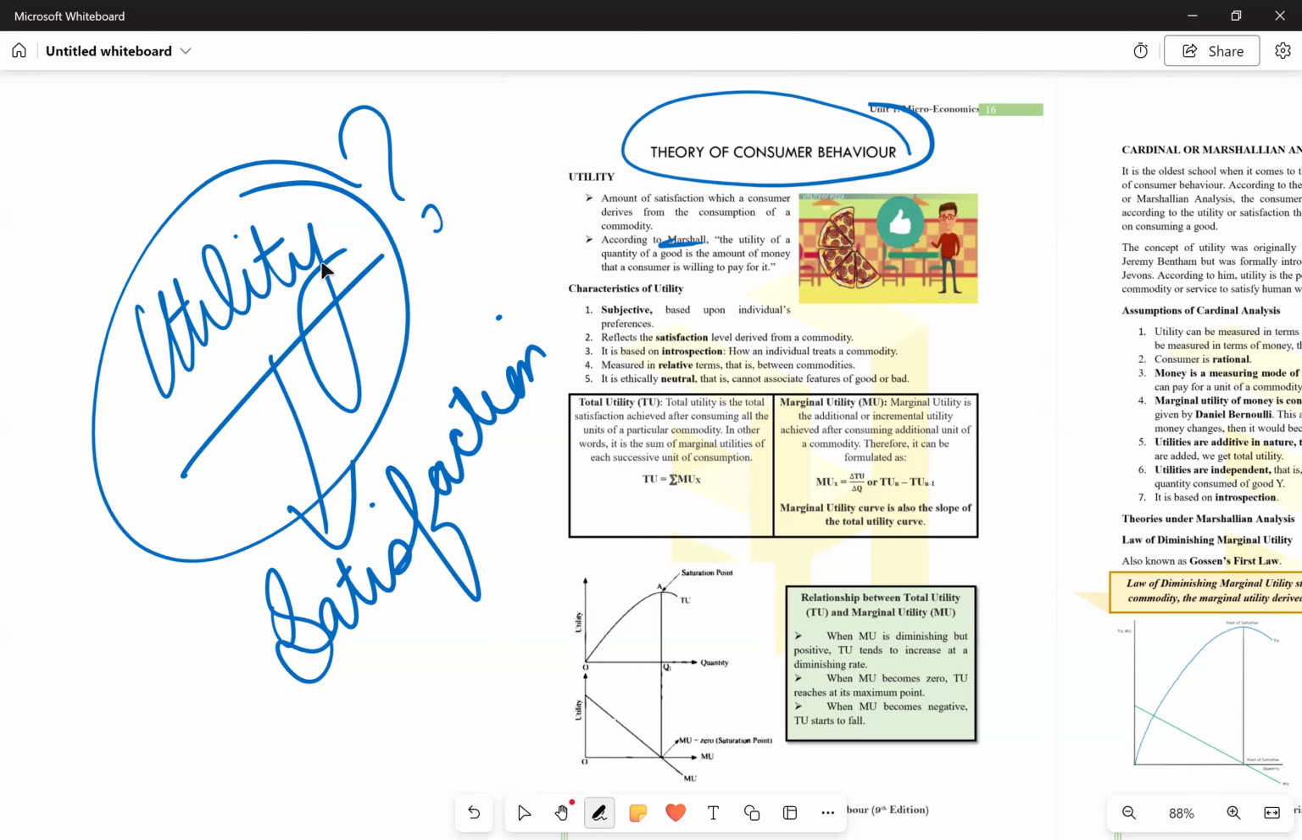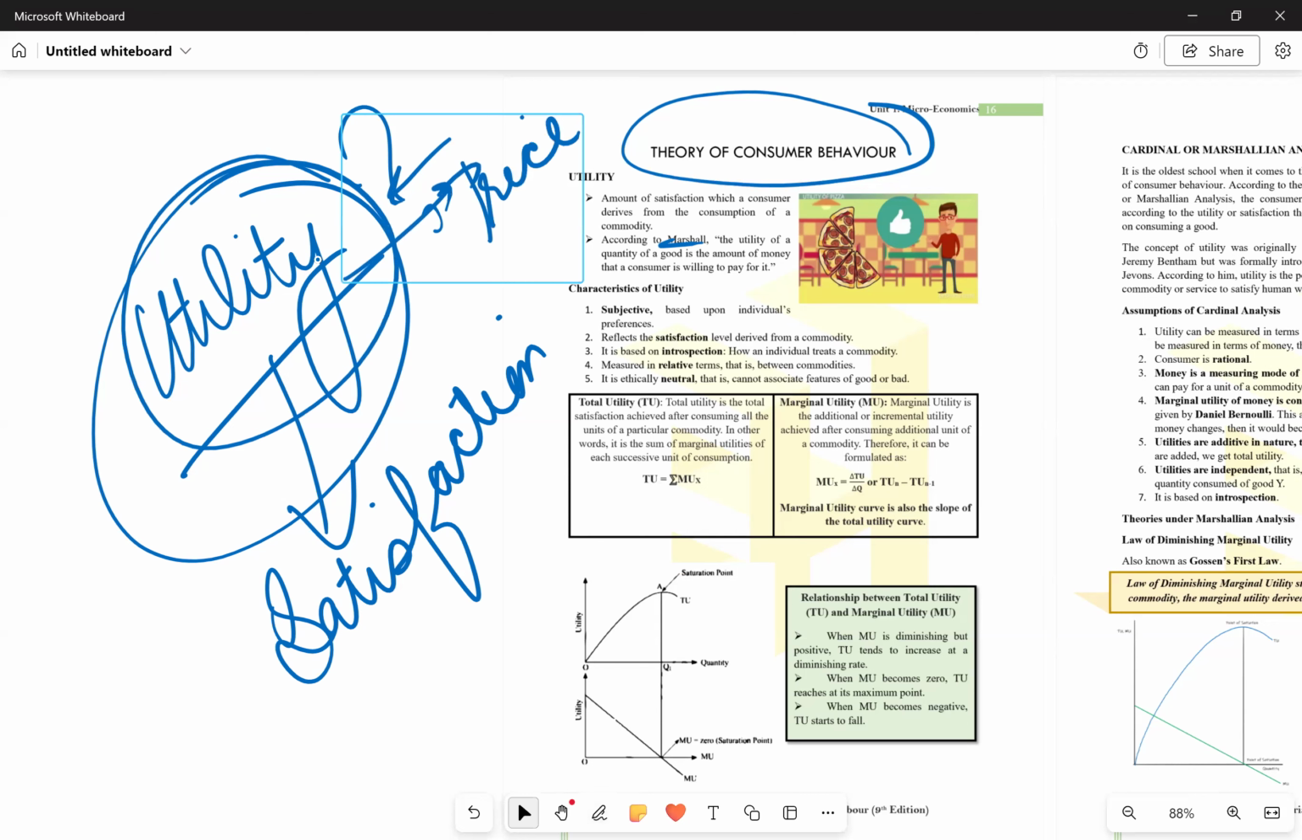So this utility can be measured, right, in cardinal numbers with the help of the price a consumer is willing to spend on that particular commodity. Because of this factor, the cardinal school of thought said that you can measure the utility simply by knowing what price a consumer is ready to pay. Okay, so what are the characteristics?